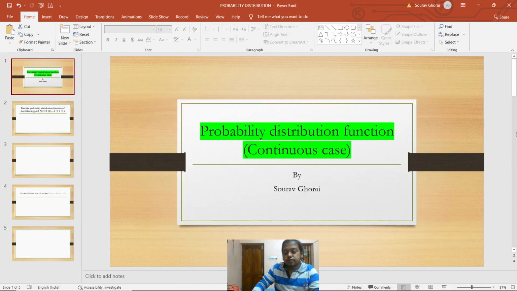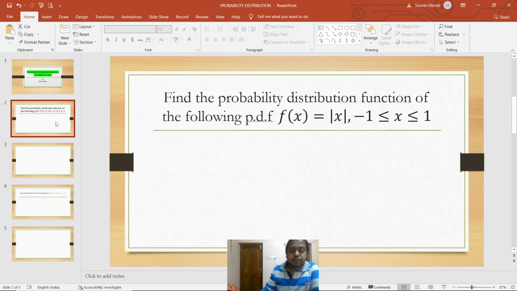So guys, here in this video we will discuss how we can find the probability distribution function for any continuous case. I will try to explain how to find the probability distribution function for the continuous case with one or two examples. See here, it is given: find the probability distribution function of the following PDF, f of x equal to mod x, which is defined over -1 to 1.